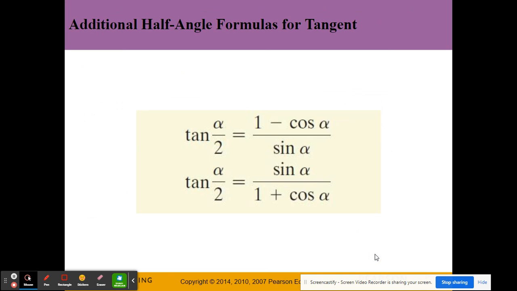There are some additional half-angle formulas for tangent that you may come across, again, as you start the practice.